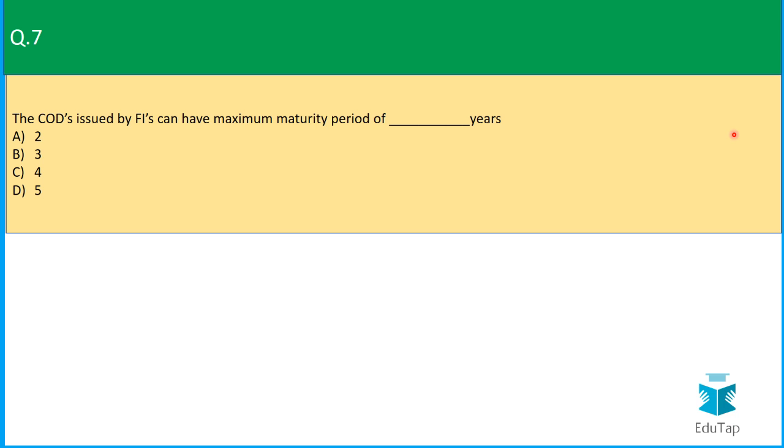Let's go to the next question. The CDs issued by financial institutions can have a maximum maturity period of dash years. So basically we have discussed that the maturity period differs and depends upon whether the certificates of deposit are issued by banks or financial institutions. Now the question is, if CDs are issued by financial institutions, what can be the maximum maturity period?